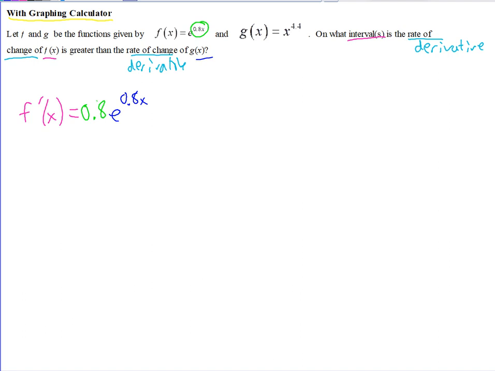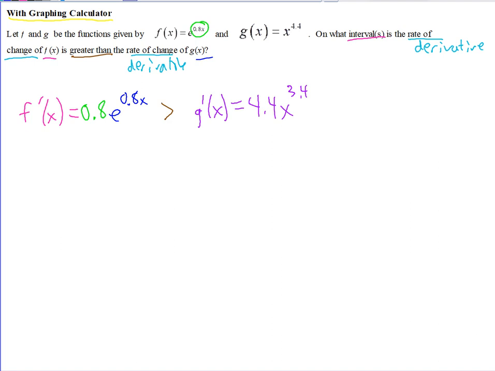F prime of x greater than the rate of change of g of x. So g prime of x would be, the power rule just looks weird with the decimal there, so you bring down the power, 4.4, reduce the power by 1. All right, I want to see when is this one greater than this one.